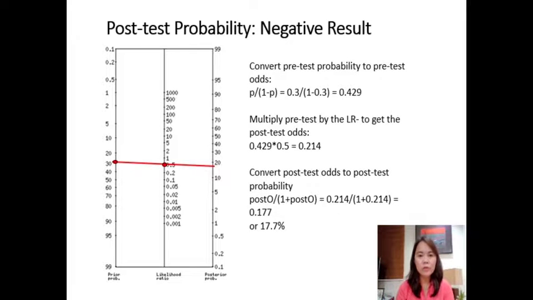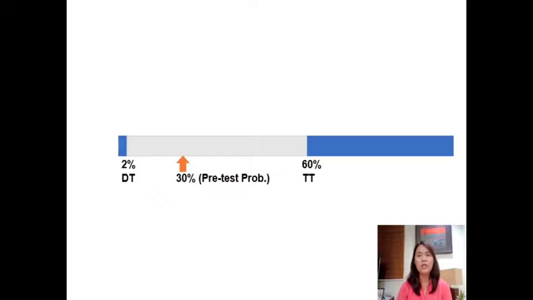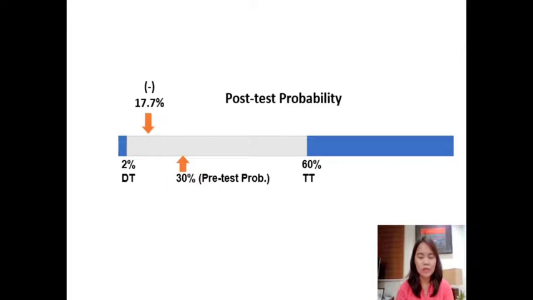Remember, I told you earlier that we will use the initial line that we set. We set our diagnostic threshold at 2%, treatment threshold at 60%, and pretest probability at 30%. So when we do a rapid antigen test, we are now going to look at the post-test probability. If the result is negative, the post-test probability is 17.7%. So it still falls in your gray area.